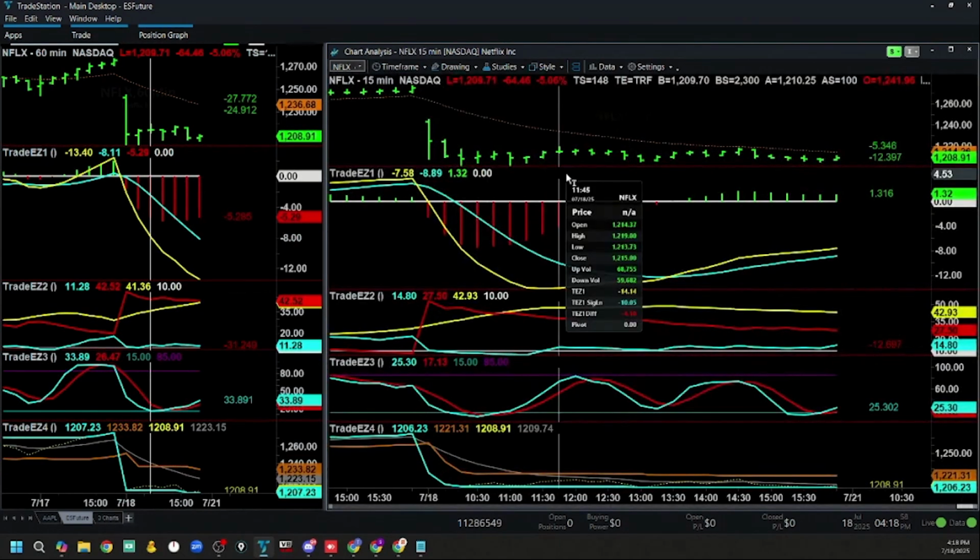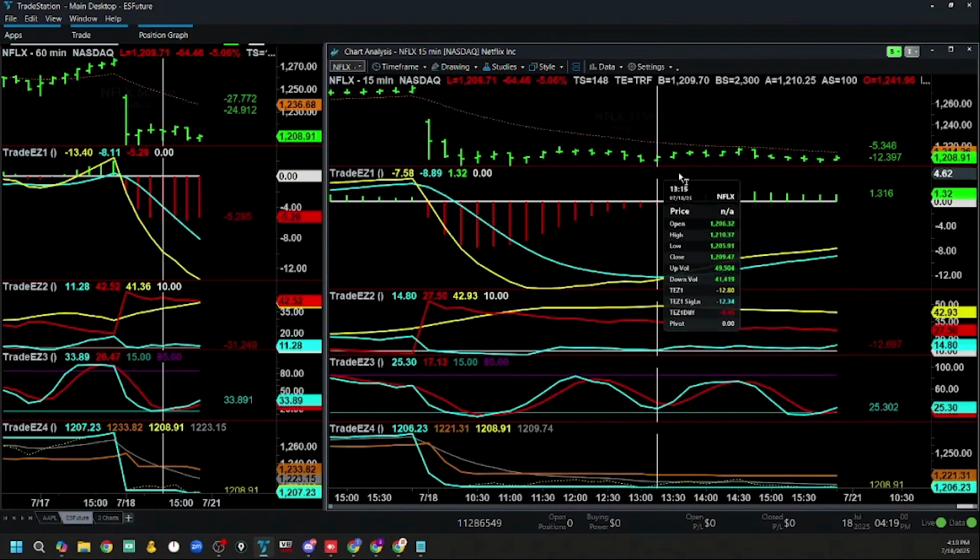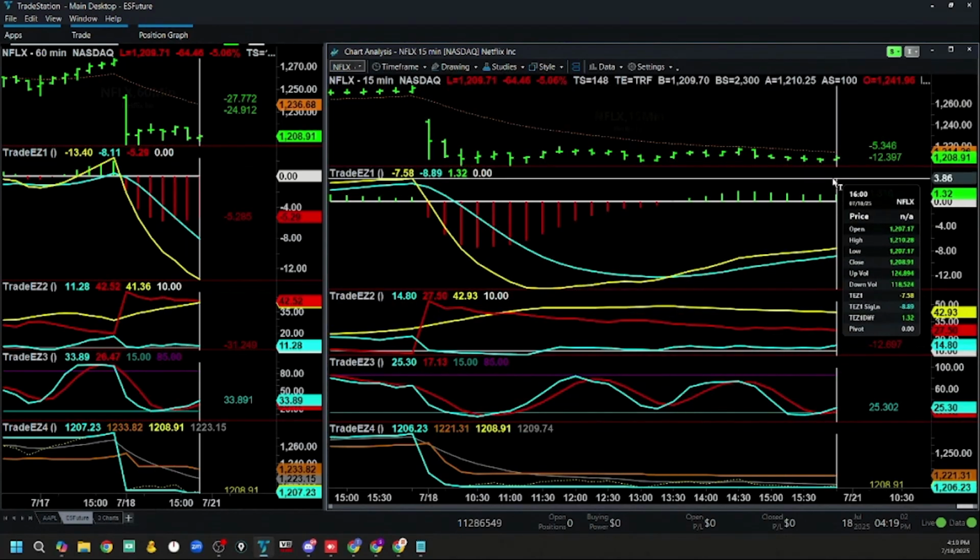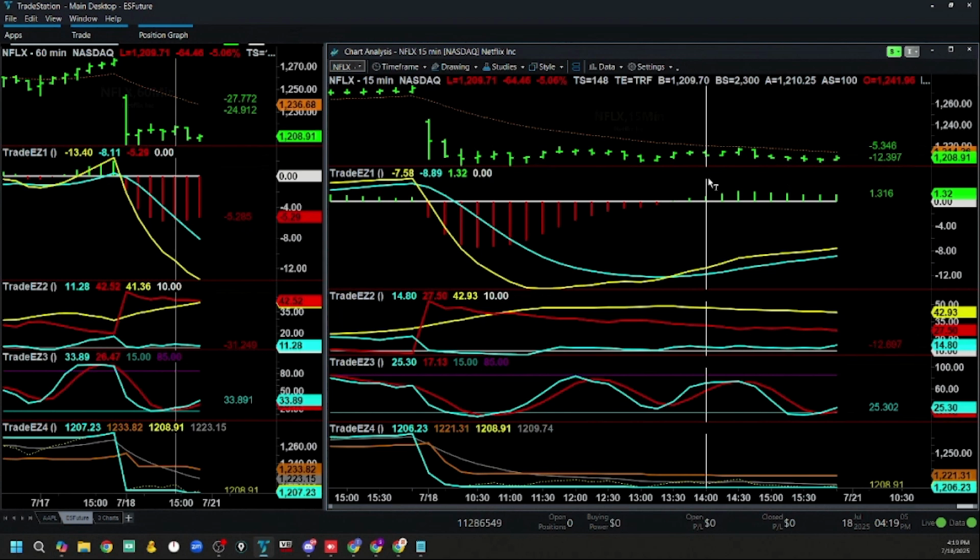You short the bounces on the 15. Here's 1, 213. Here's 2, 217. Great patterns on Netflix. These are phenomenal, phenomenal patterns. Netflix reverses to sell, okay?